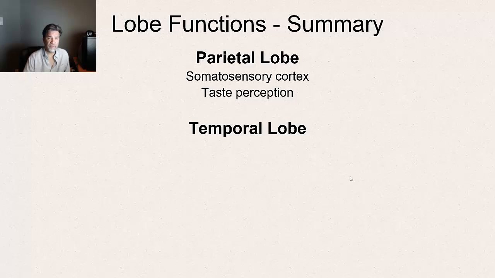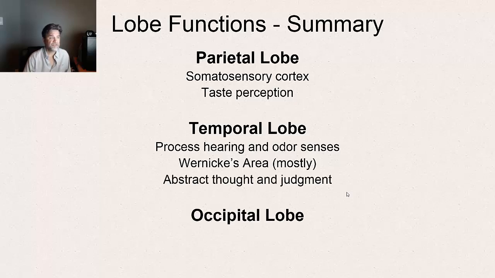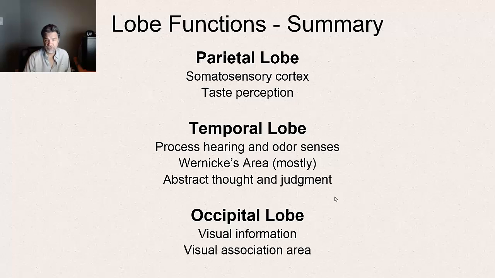The temporal lobe, located along the sides of your brain, the temples, right, along the sides of your skull, is going to have the hearing cortex as well as the olfactory cortex, a region of language formation called Wernicke's area. Abstract thought and judgment are assimilated here, and what I left off this brief list is that the temporal lobe also processes facial recognition. The occipital lobe is entirely about visual information and possesses an association area called the visual association area.